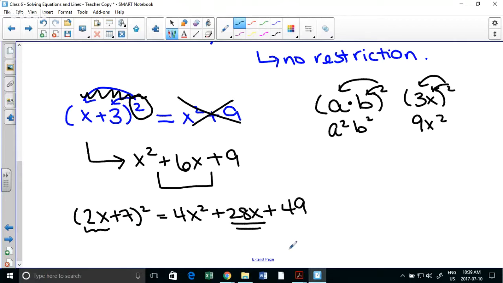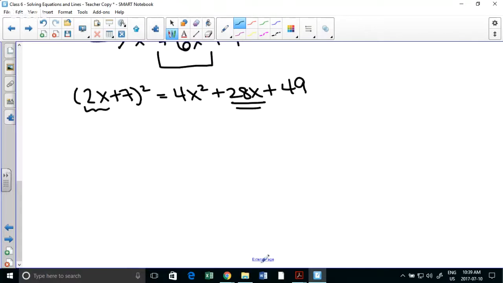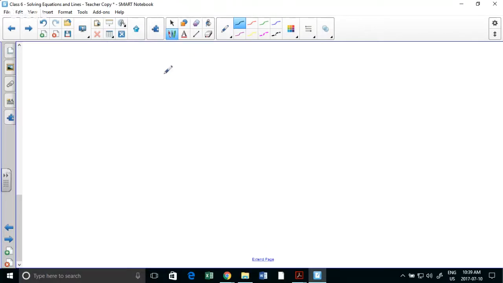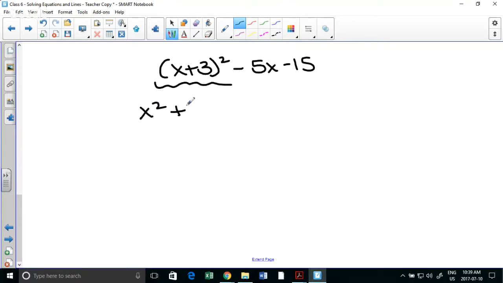That brings me to assignment 4, number 3. So assignment 4, number 3, you had this. So to expand this, you expand it using the perfect square trinomial relationship. And then you've got this part.